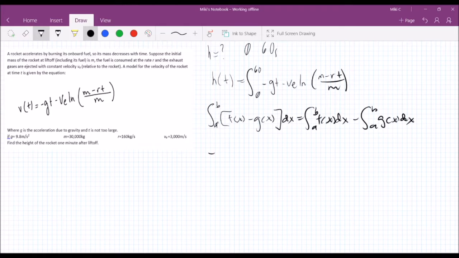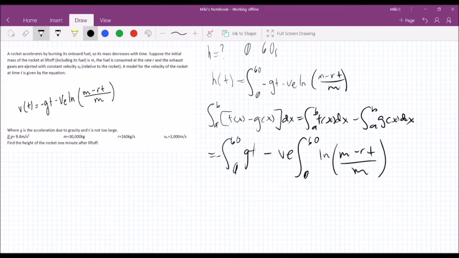So if we were to split this up as f(x) and this as g(x), then we would get, from 0 to 60, the antiderivative of negative g t, where we take the negative and put it outside since it's a constant, minus ve, which we also take outside because it's constant, times the integral from 0 to 60 of ln of (m minus rt) over m.